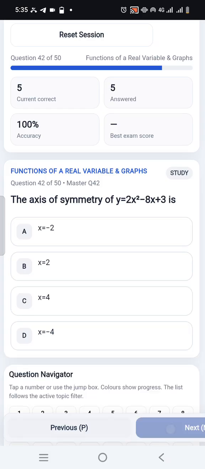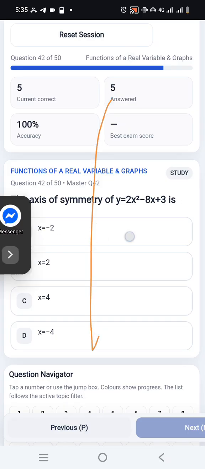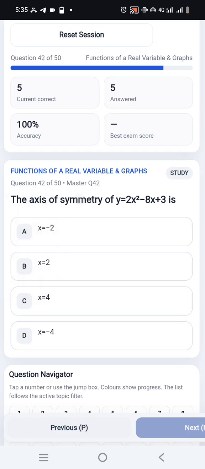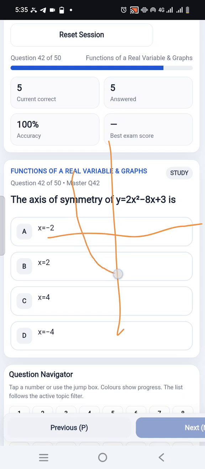So moving to the next one, I have the axis of symmetry of this function is what? So what is the meaning of axis of symmetry? When you have a quadratic graph like this, then it looks like this. If you notice very well, this line, sorry, my quadratic graph is not perfect. So this line is a line that cuts the parabola into two equal parts. That is, this side and this side are equal to each other.